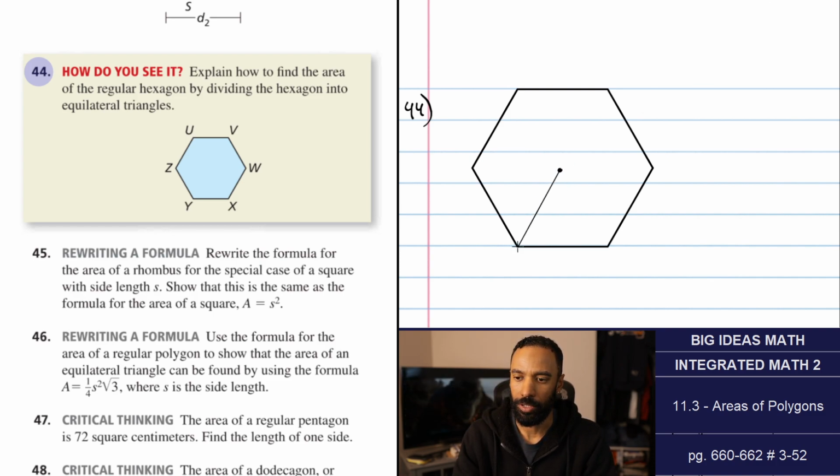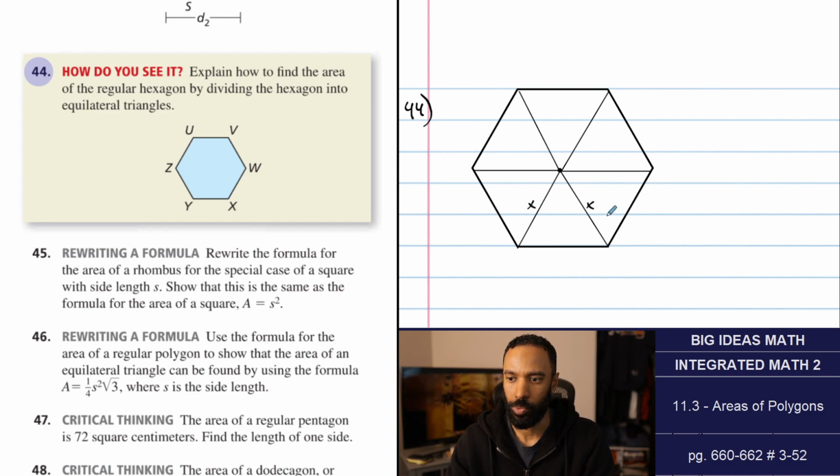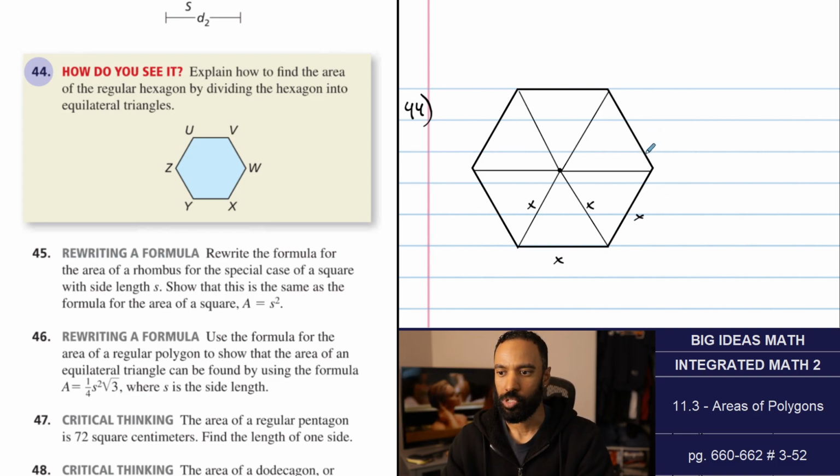The central angle of a regular hexagon is 60 degrees, and these are always isosceles triangles for all regular polygons, so that makes the regular hexagon have equilateral triangles. I know I didn't draw those perfectly, but just deal with it. These are all equilateral, so we all have x's here. They're all the same.